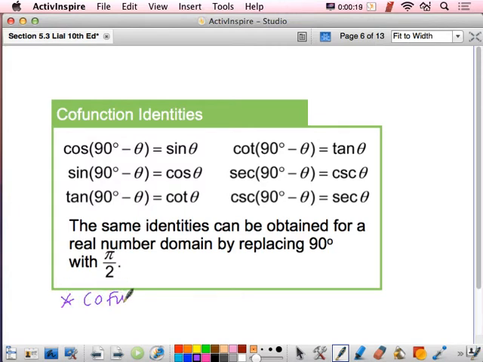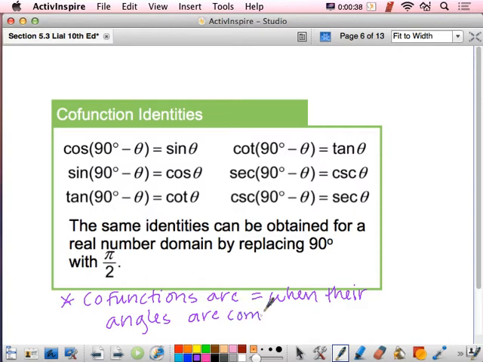Co-functions are equal when what? When their angles, come on guys, when their angles what? Are complementary. Are complementary. That means that they add up to 90. Now that's in degree mode.